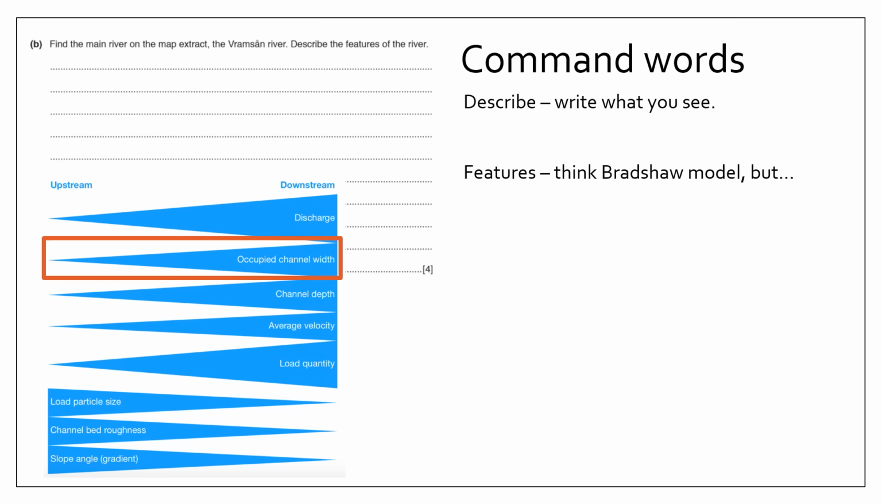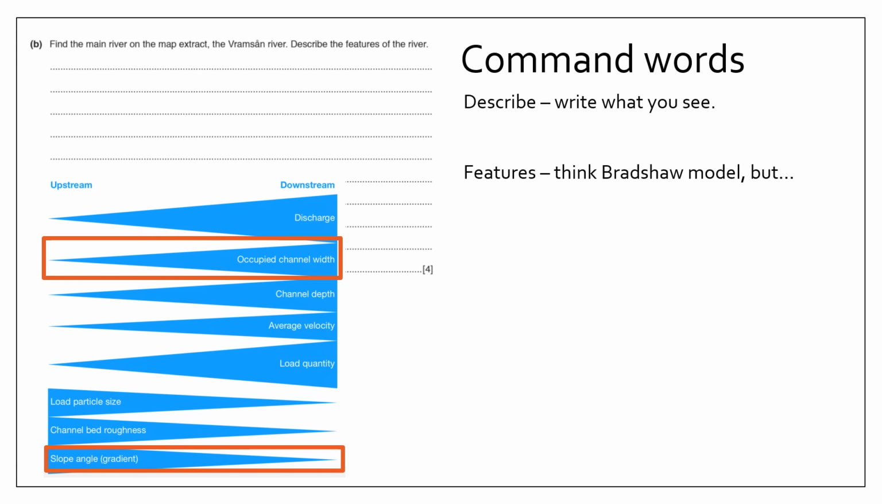on a river, on a map. You can't see velocity, you can't see the depth of the river, you can't see things like the load that's carried there, and you might be able to imply the slope angle purely based on the gradient, if it's going from a steep environment and then it's flattened out because there are a lack of contour lines. So if you're thinking of the Bradshaw model from a map, can you see, does the channel width change? Has there been a change in gradient? You can't really focus on the others.